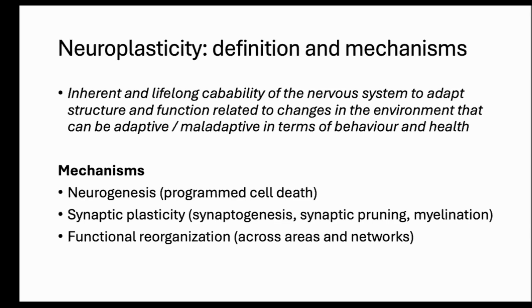Of course, we have to define neuroplasticity somehow. It could be defined as the inherent and lifelong capability of the nervous system to adapt structure and function related to changes in the environment. These changes can be adaptive or maladaptive in terms of behavior and health. There are well-known mechanisms for neuroplasticity. Some key ones include neurogenesis, the formation of new neurons, synaptic plasticity, and functional reorganization.